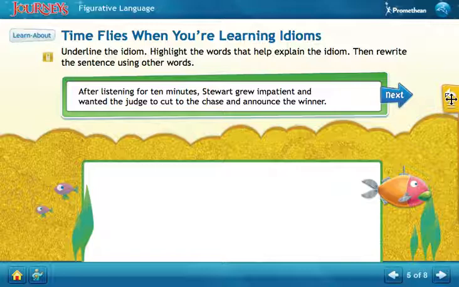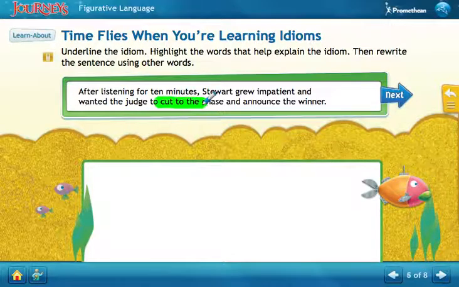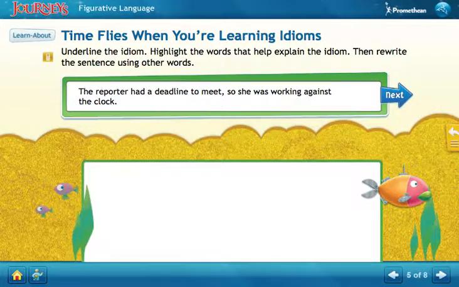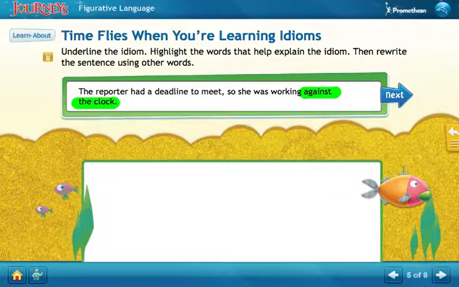So let's read this sentence in the green here. After listening for 10 minutes, Stewart grew impatient and wanted the judge to cut to the chase and announce the winner. Okay, and that right there is that cut to the chase. Get to the point. Okay, he's listening, he's growing impatient. Get to the point. The reporter had a deadline to meet, so she was working against the clock. Okay, again, we have that against the clock in there. She was trying to meet that deadline, and her deadline was a time, and she's racing against the clock.